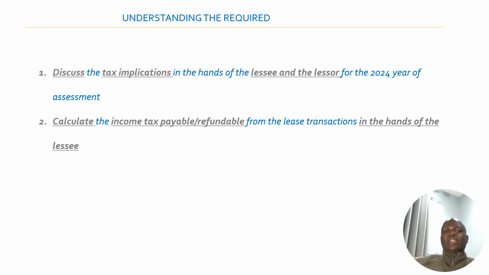Another type of required, slightly different from number one, is where you're being asked to calculate the income tax payable or refundable. So here you're not just looking at the gross income or the tax, you're looking at the tax payable. So you're actually going to calculate the tax itself. So there's different types of calculate type questions. You can just be asked to calculate the taxable income, which is different from the tax payable or refundable. And then it's from the lease transaction and in the hands of the lessee in this case.